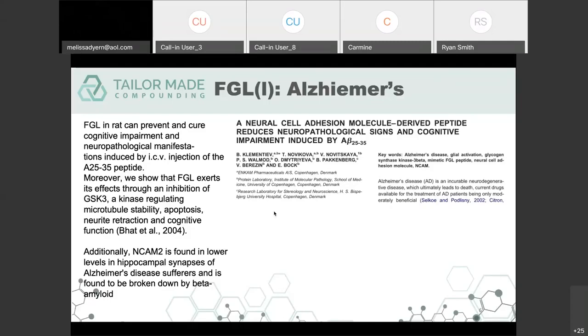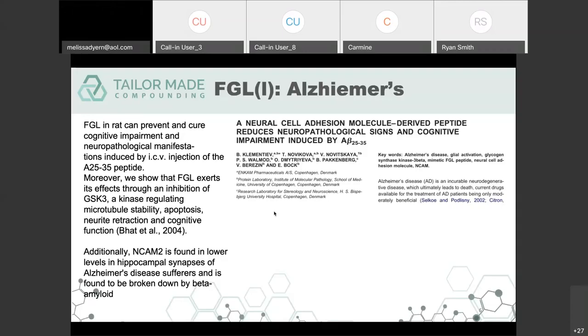In addition to that, in rat-induced models of Alzheimer's, by injecting beta amyloid plaques, we saw that the FGL exerts its effect through an inhibition of GSK3, which in turn improves microtubule stability, decreases apoptosis, and prevents neurite retraction, all of which would lead to improvement in cognitive function and less Alzheimer's disease symptomology. This has now been mimicked in several studies. The one I just threw up here is probably one of the originals, but some really good stuff.